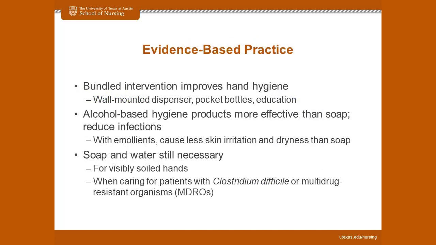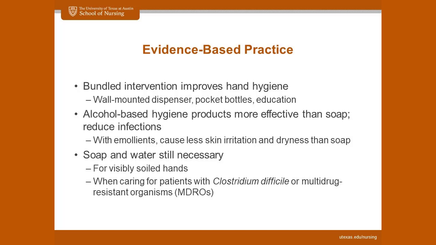Bundled interventions such as ongoing education, reminders such as posters, administrative support, wall-mounted alcohol dispensers, pocket-sized bottles, and more all improve hand hygiene practices. Recent research shows that hand washing with plain soap sometimes results in paradoxical increases in bacterial counts on the skin. Alcohol-based products are more effective than soap or antiseptic soaps for standard hand washing or hand antisepsis. Brisk alcohol-based rinses or gels containing emollients cause substantially less skin irritation and dryness than plain or antimicrobial soaps.